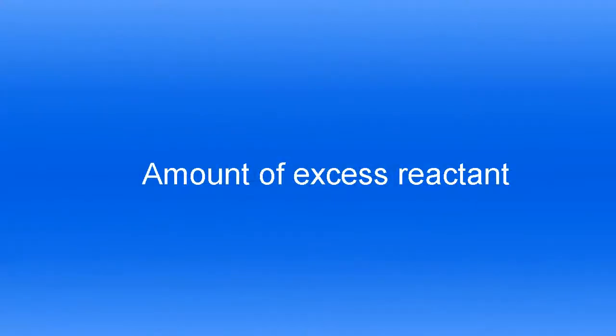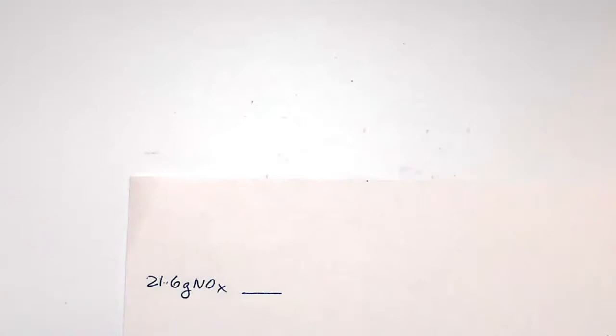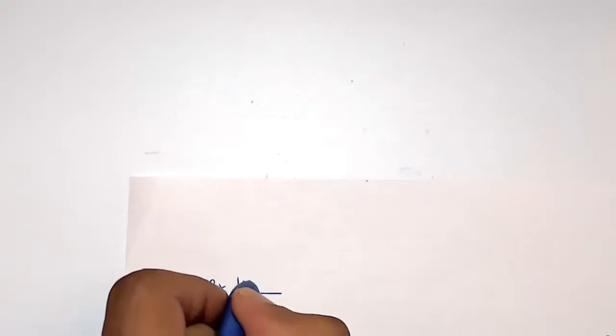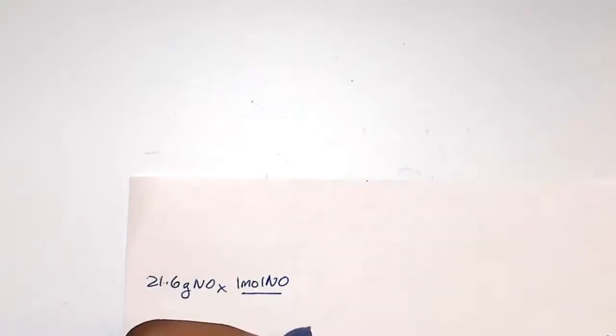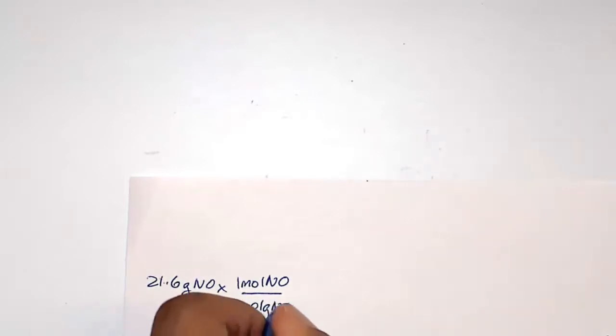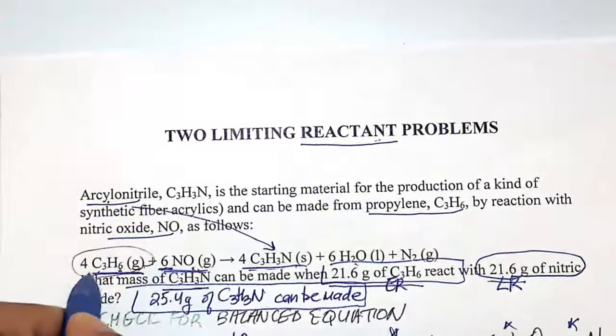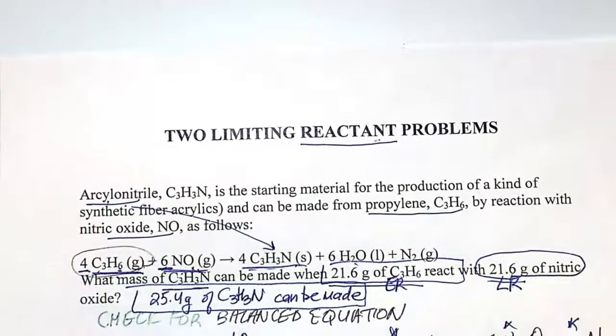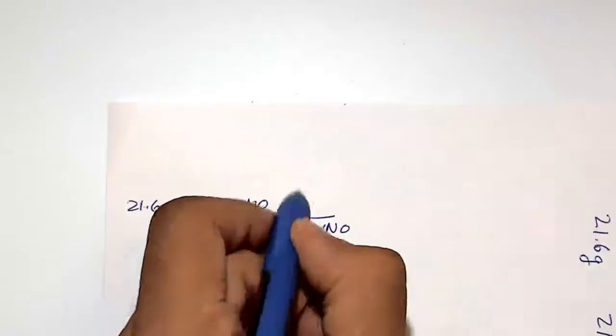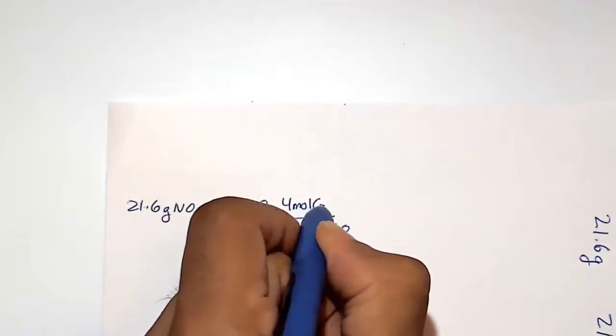Problem even more, we can state that we start off with 21.6 grams of NO as our limiting reagent. That sets the limit on all that is made and all that can react. And we know that for every 1 mole of NO, we have 30.0 grams of NO. And based on the balanced chemical equation that we see, we know that for every 6 moles of NO, there are 4 moles of C3H6.